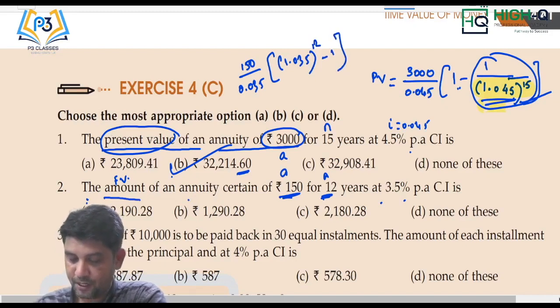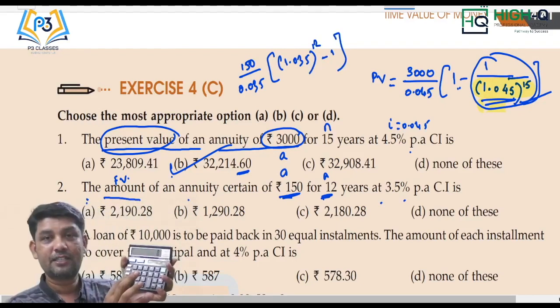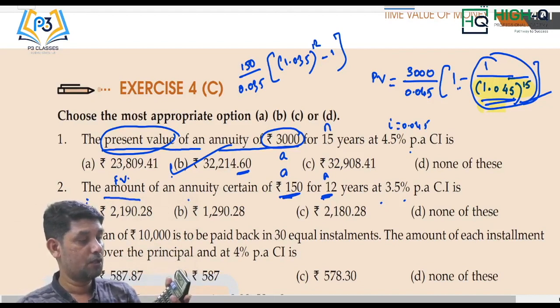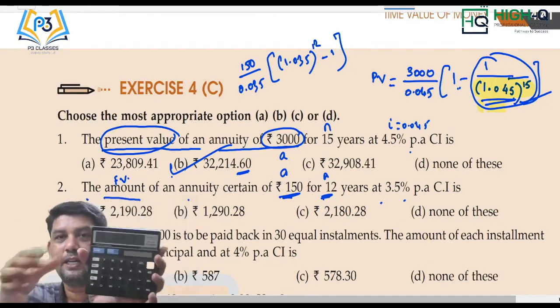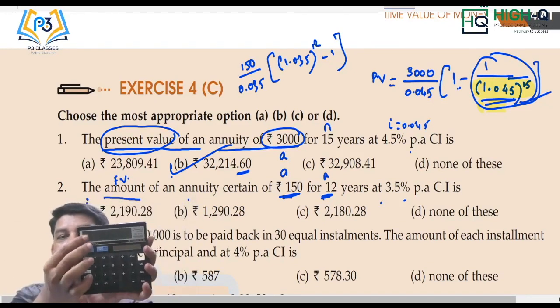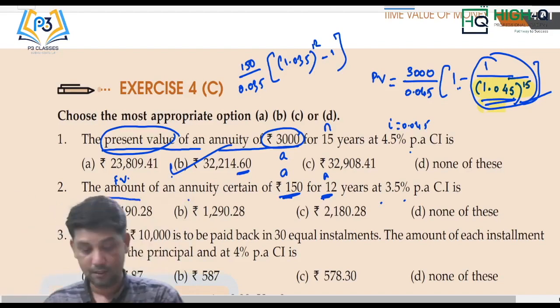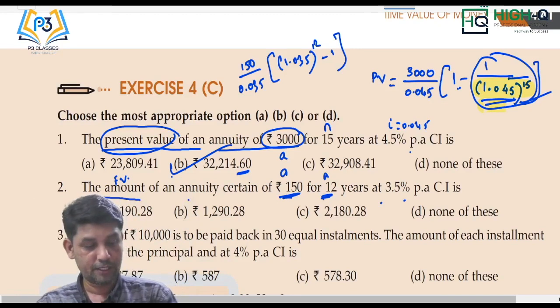Can we use this same calculator logic? First, start with 1.035 whole power 12. I'm not counting the decimals here, I'm just looking at the digits. That number displaying here is 13. Therefore, power is 12. Minus 1 into 150 divided by 0.035.